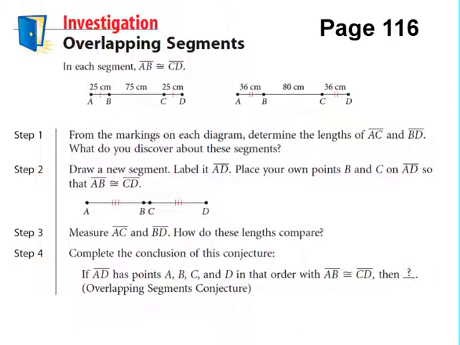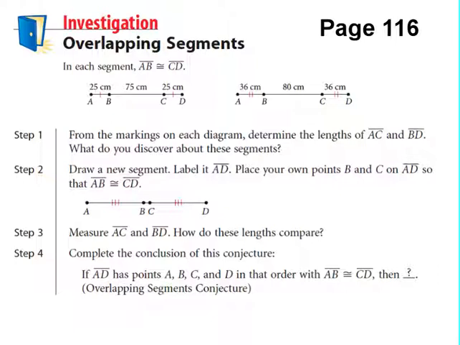It says in each segment, AB is congruent to CD. Okay? So you see that AB in the first segment is what measure? 25. CD is also 25. What about in the next one? 36 and 36. So notice what it says in step 1. From the markings on each diagram, determine the lengths of AC and BD.